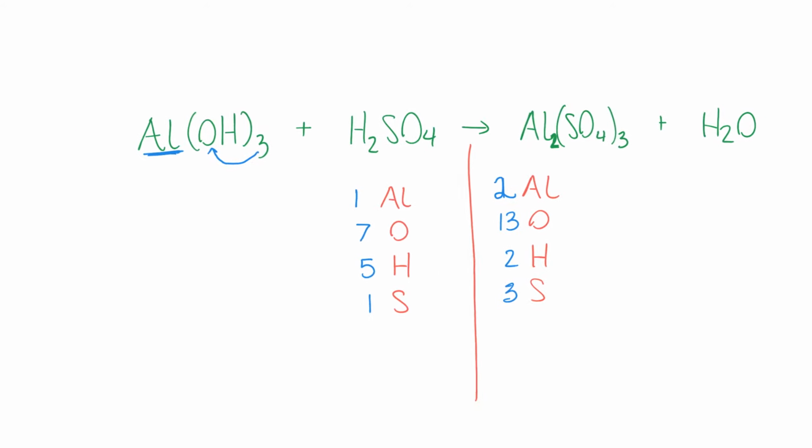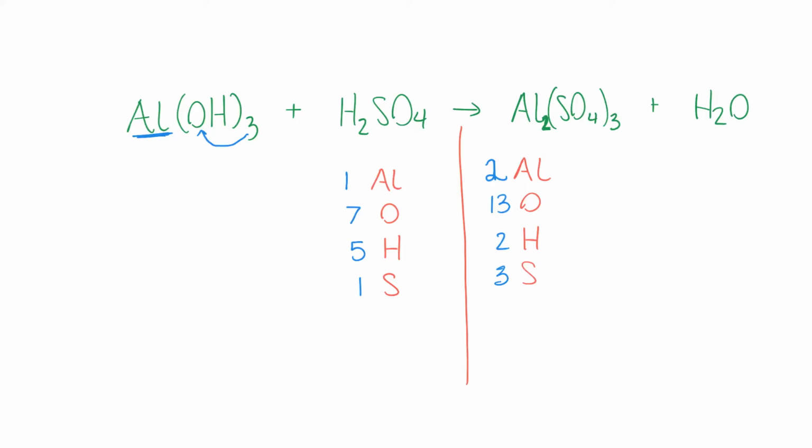Okay, so when we try and figure out how to balance this, there's a few things we can look at. The only way to get the sulfur to 3 is to triple this side, right? You can't take halves. You can only do whole numbers. So that's a start. We need to triple this. We also only have 1 aluminum, so this entire aluminum compound is going to need to double. So let's start with that.